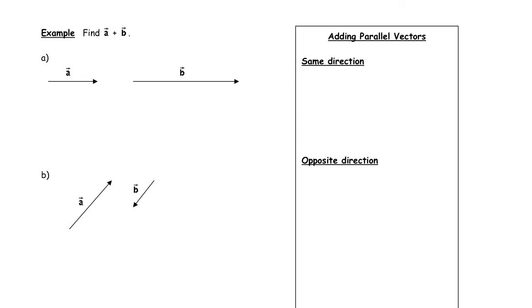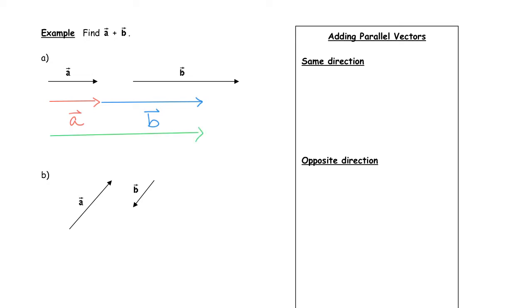Now we're going to take a look at adding vectors that are parallel to each other. Let's take a look at example A, where I have two vectors going in the same direction that are parallel to each other. We're going to add them together using tip to tail. I've made A red and B blue, and when I put them tip to tail and then connect the tail of A to the tip of B, I basically get one long vector.